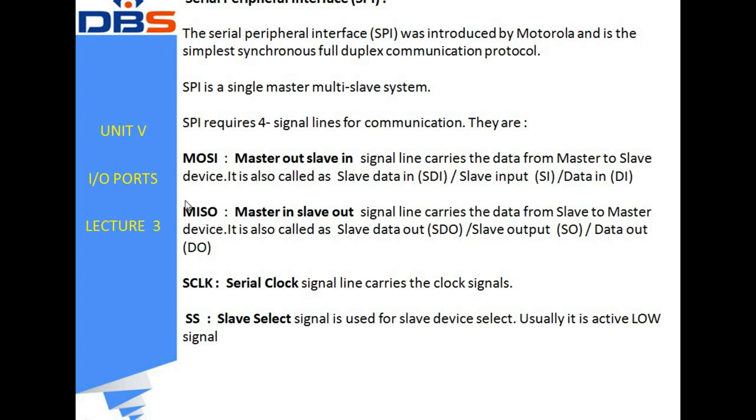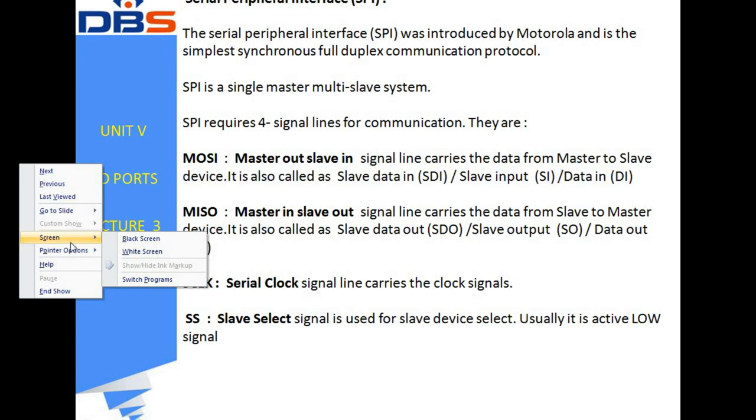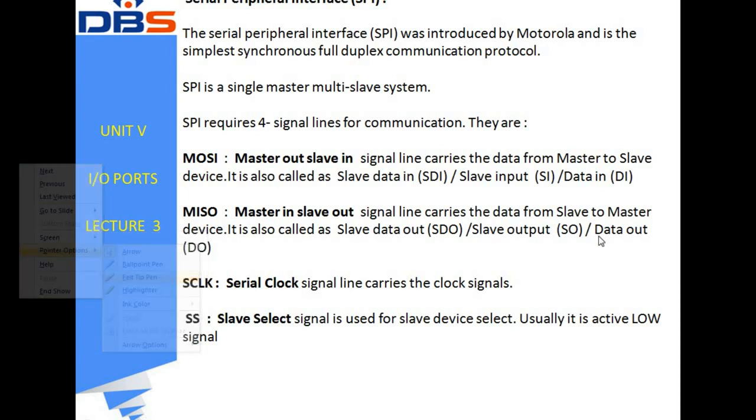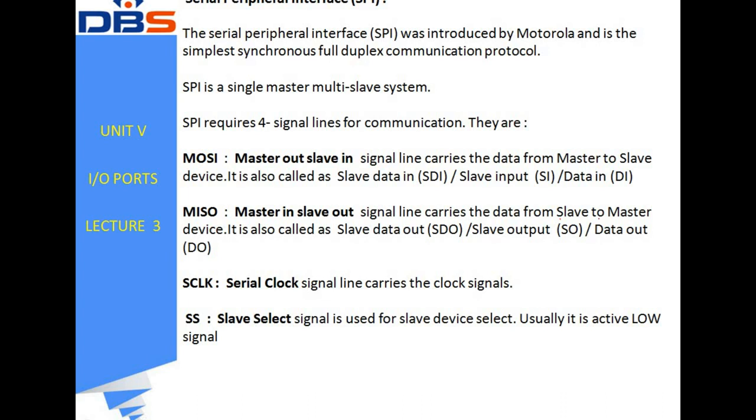Here the receiver will be the master and the transmitter will be the slave. That means the master in slave out signal line carries the data from the slave to the master. It is also called slave data out. See the above one, it is slave data in, and here it is slave data out: slave input, slave output, data in, data out.